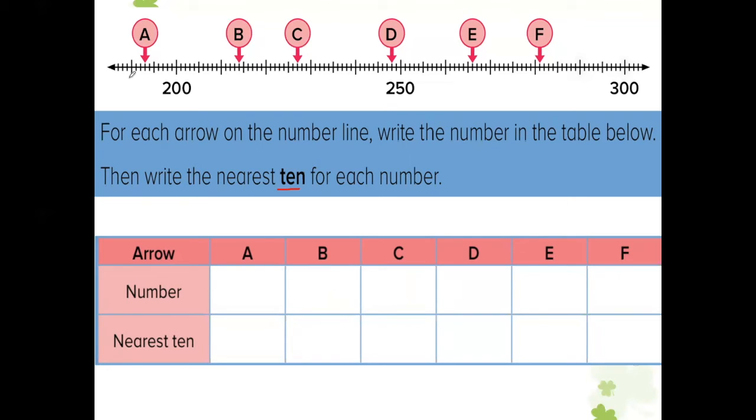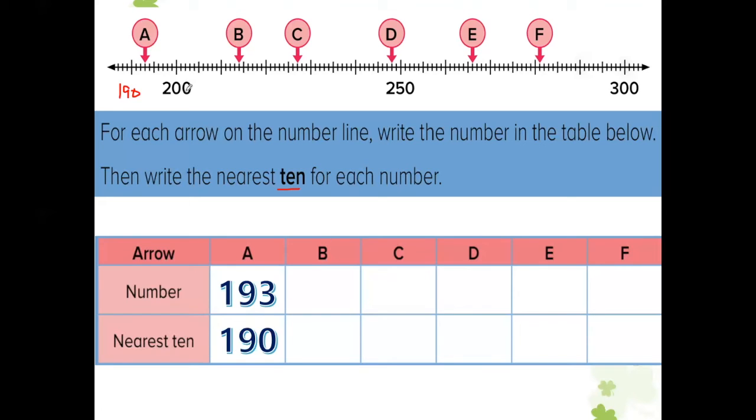It is 190. So this number here is 190. So 190, 1, 2, and 3. So letter A is 193. So round this number to the nearest 10. So the number that's beside 9, 10 is 3. So we're going to round this number down. So it is 190.